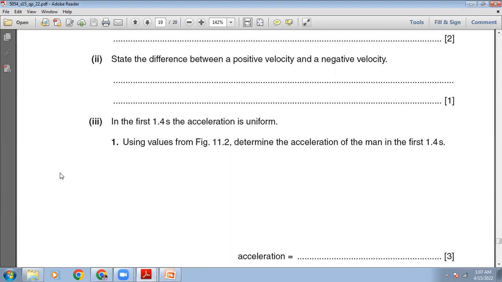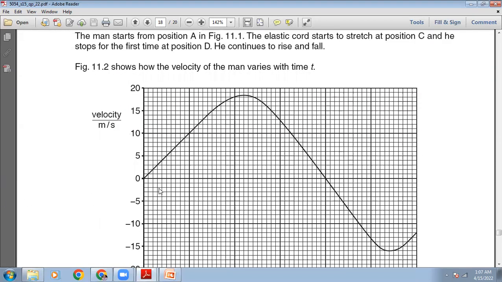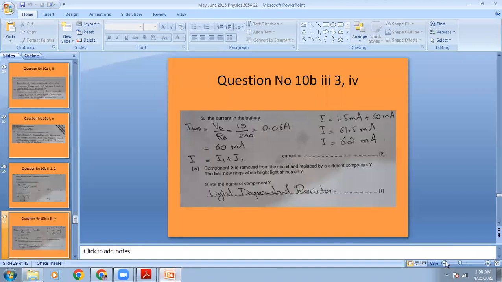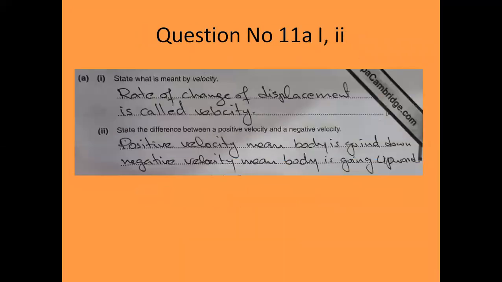Then state the difference between a positive velocity and a negative velocity. Positive velocity and a negative velocity means the direction. So if they are coming downward, that is positive, and when he will go upward, that will be the negative velocity. When you are coming downward, whether your speed is decreasing or increasing, it is a positive velocity. So let me check the answer. Positive velocity means the body is going down. Negative velocity means the body is going upward.